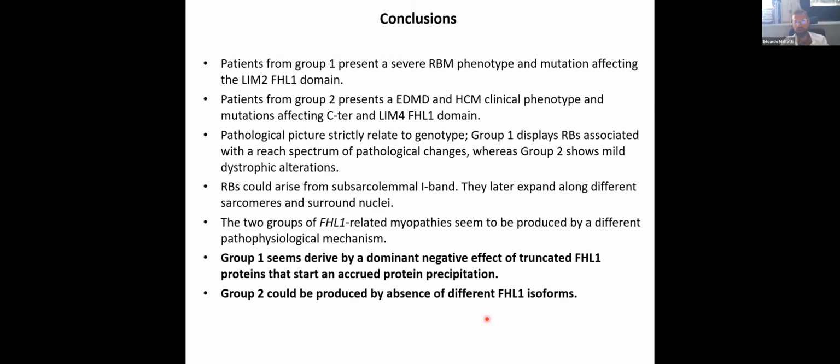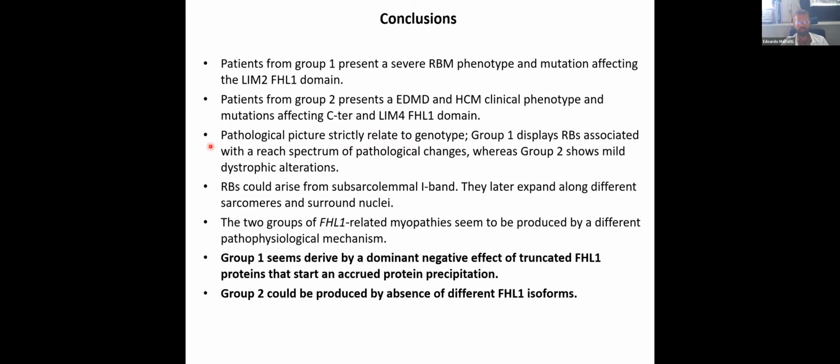So with this deep characterization of reducing body myopathy and other FHL1 related conditions, what we found is that the reducing body myopathy phenotype was severe and invariably affected the LIM2 FHL1 domain. In contrast, the patients from group 1 presented with a different phenotype, either contractile or hypertrophic cardiomyopathy, with a mutation that affected the distal part of the protein, and specifically the LIM4 domain.